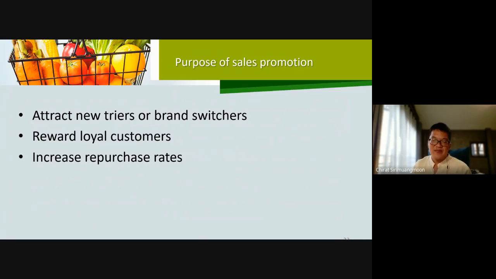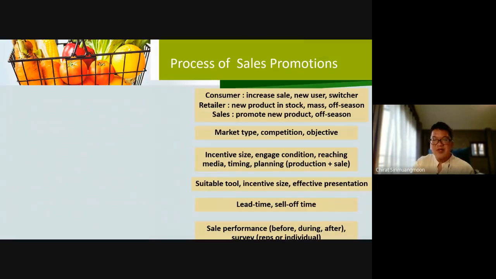We need to have the amount of the repurchase. So sales promotion might lose some part, but it can increase the demand and increase the sales. The process of sales promotion. At first, you need to know about the objectives.